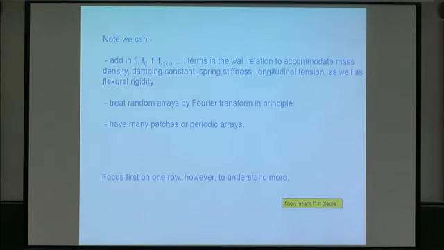Okay. The case I wrote down has only got that factor E1 in, which is the flexural rigidity. We could add in other terms to accommodate mass density, damping constant, spring stiffness, longitudinal tension, these terms here, into the same routine. But we decided to focus just on the flexural rigidity effect. And you can treat random arrays as well, and many patches in principle. We do many things in principle. But first we'll focus just on one row to try to understand a bit more.